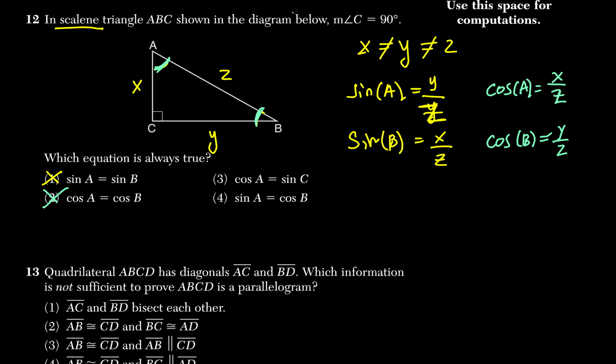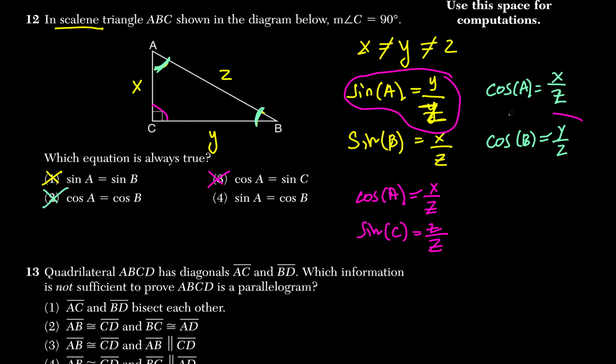Okay, number 3 says the cosine of A, which we already know is x over z from question 2, is the same thing as the sine of C. Well, the sine of C is just the opposite over the hypotenuse, z over z. So that doesn't work. Then we have number 4, that the sine of A, which is y over z, is the same thing as the cosine of B, which is y over z. And that's true. They're both y over z. So choice 4 is the correct answer.